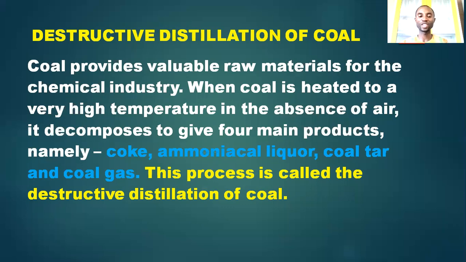And what are they? Number 1 is coke. Number 2 is ammoniacal liquor. Number 3, coal tar. And then number 4, coal gas. These are the 4 products of destructive distillation of coal. So this process is called destructive distillation of coal. What is it? The heating of coal at a very high temperature and pressure in the absence of air. That is what we mean by destructive distillation of coal, which gives us these 4 products.